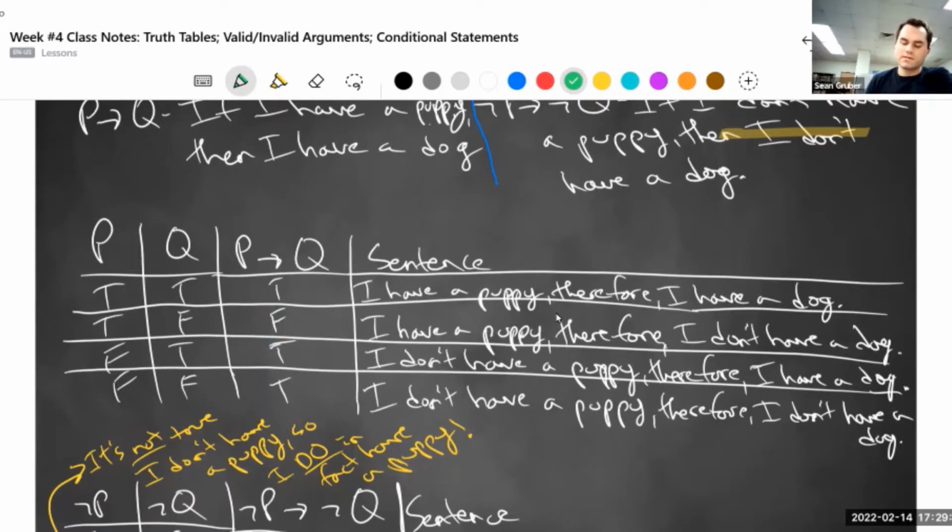In the next sentence, if I have a false value for P and a true value for Q, what does that mean? It's false that I have a dog, right?